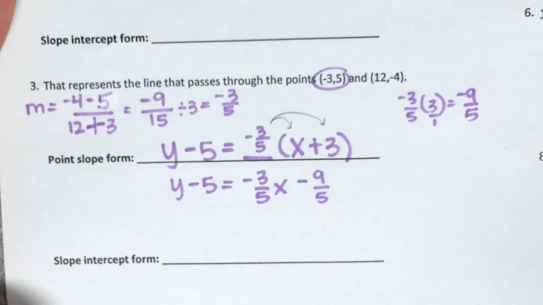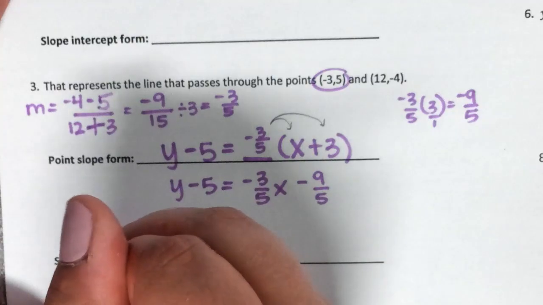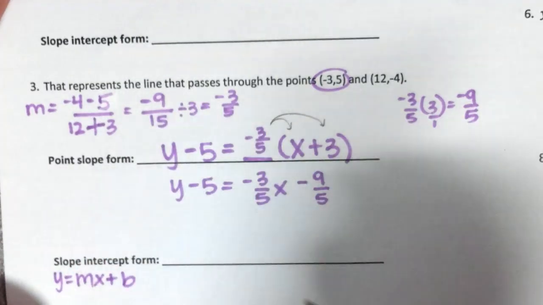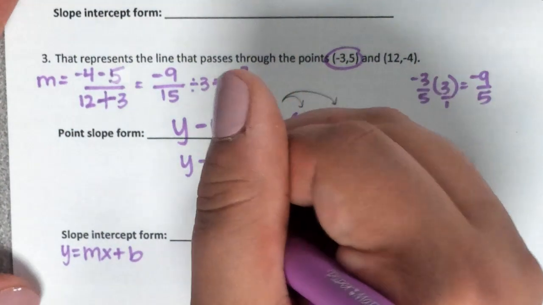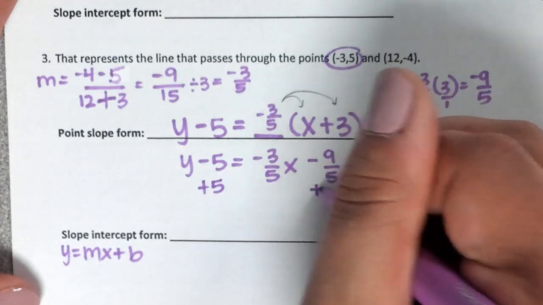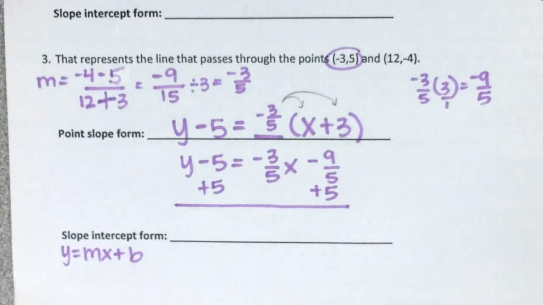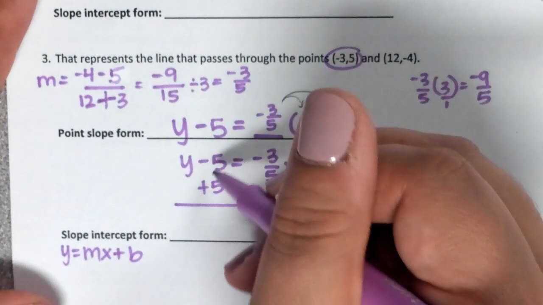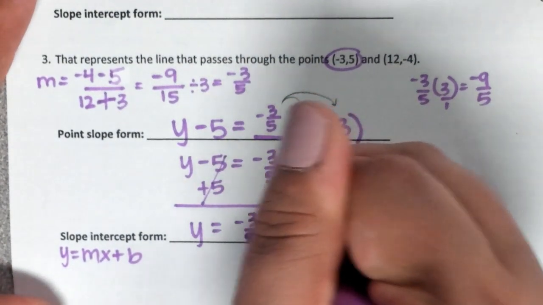Okay, what form is it asking me to go to? Slope intercept. Slope intercept is what? Y equals mx plus b. Do y'all agree? I want to get y by itself. What am I going to do to get y by itself? Plus 5 on each side. I'm going to add 5 to each side. I need everybody to look up. Do you agree I get y equals negative 3/5 x?